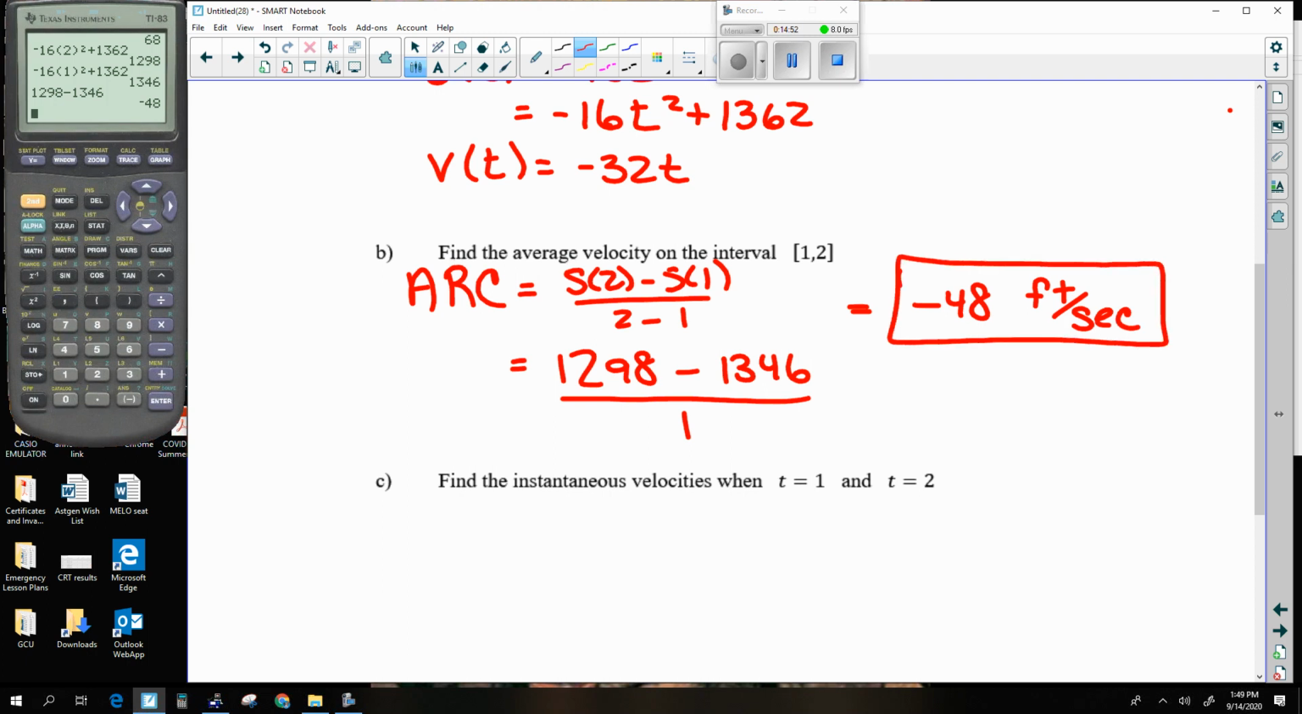What are the instantaneous velocities? The instantaneous velocities, just straight up use the velocity equation when time is 1. That would be negative 32t, which is negative 32. And at time 2, what's the velocity at time 2? That'd be negative 64.